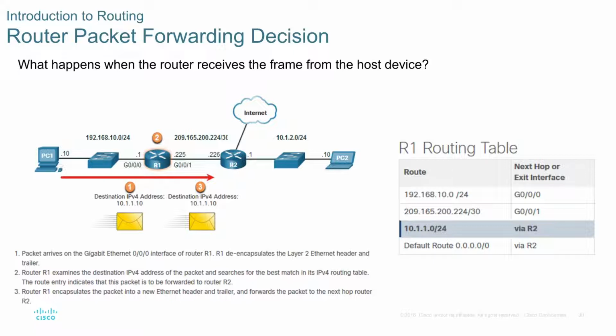R2 would, just like R1, strip off the layer 2 information and examine the network that the packet needs to go to. In this case, it is directly connected. It would re-encapsulate the packet, creating a frame for distribution out onto the Ethernet network, as we have seen here, connecting to PC2.